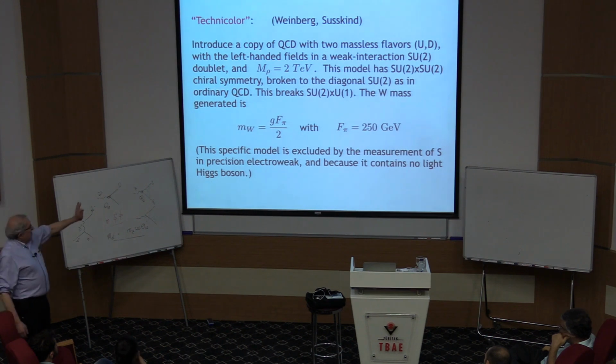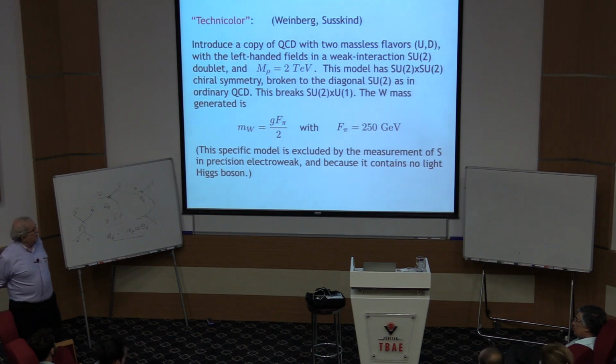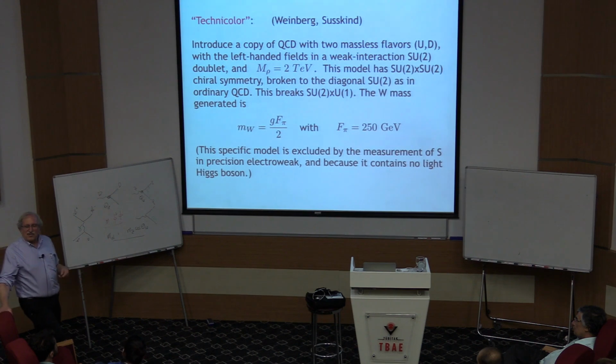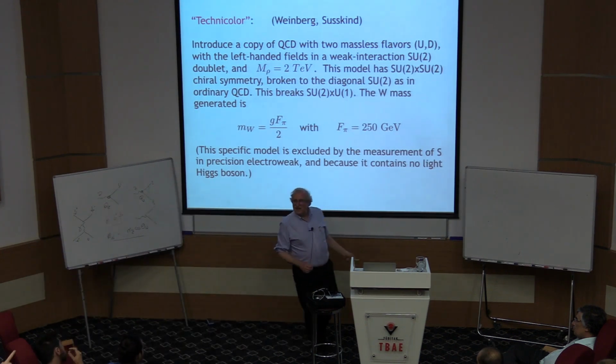So this is a possible strongly interacting Higgs model that's actually totally consistent with a lot of our knowledge. Actually, this specific model is actually not consistent with our knowledge. It's excluded by the measurement of this S parameter that I referred to at the end of the previous lecture. And actually, the worst thing about this model is that it contains no light Higgs boson. So it's dead. But there are analogs of it that survive.